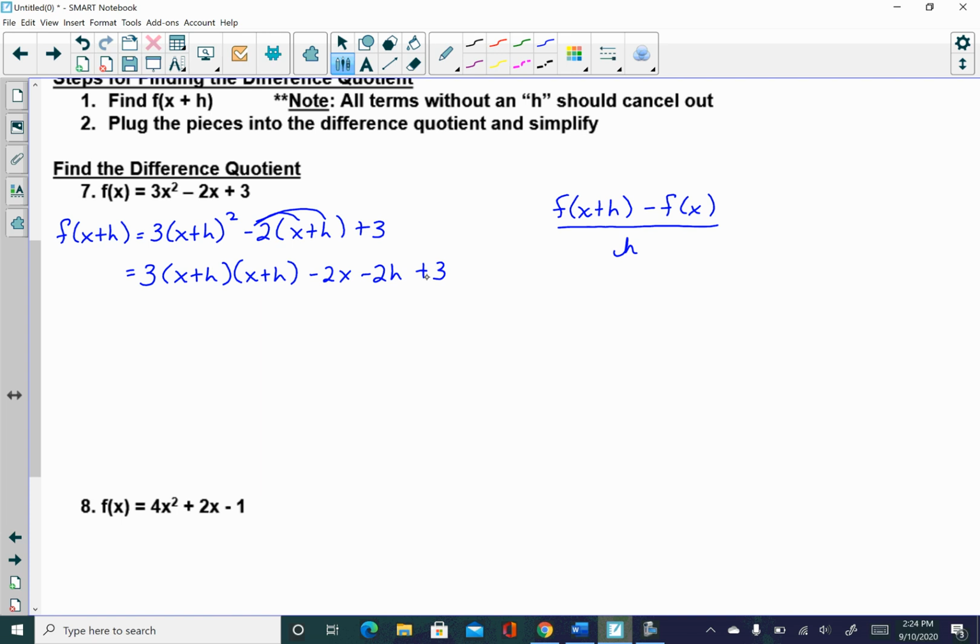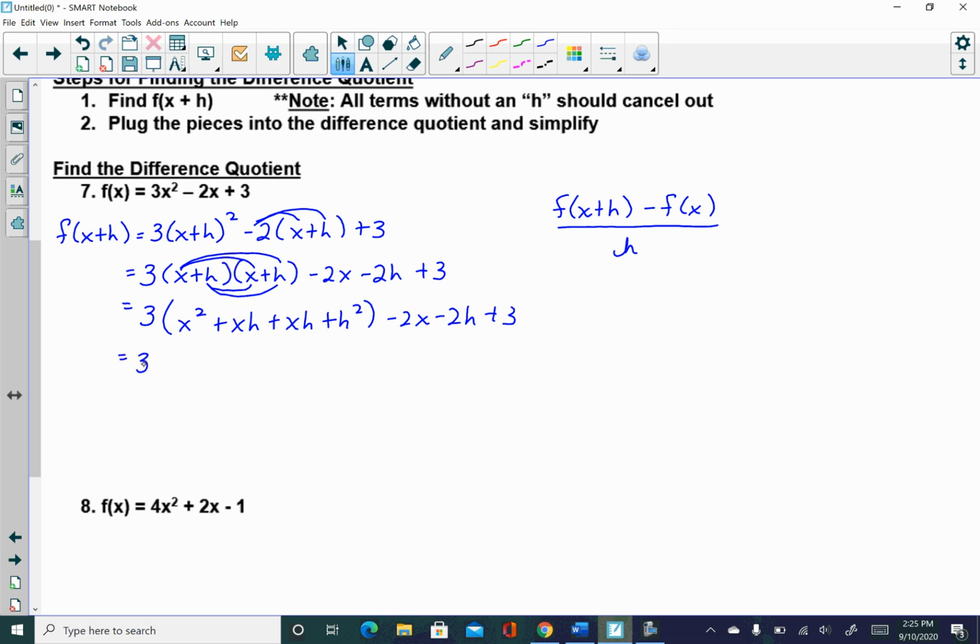Now, what I would recommend at the next step is that you FOIL these two parentheses together before you do the 3, okay? The 3 only goes to one parenthesis. It does not go to both. I'm just going to bring the 3 down, though, and go ahead and FOIL. So first, x times x is x squared, outside, plus xh, inside, plus xh, last, h times h is h squared. Bring everything else down, minus 2x minus 2h plus 3.